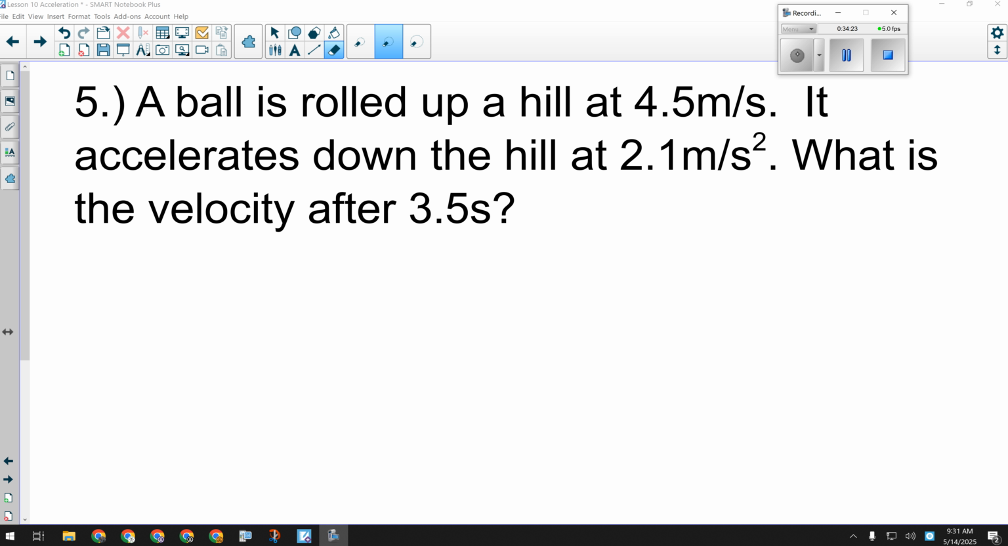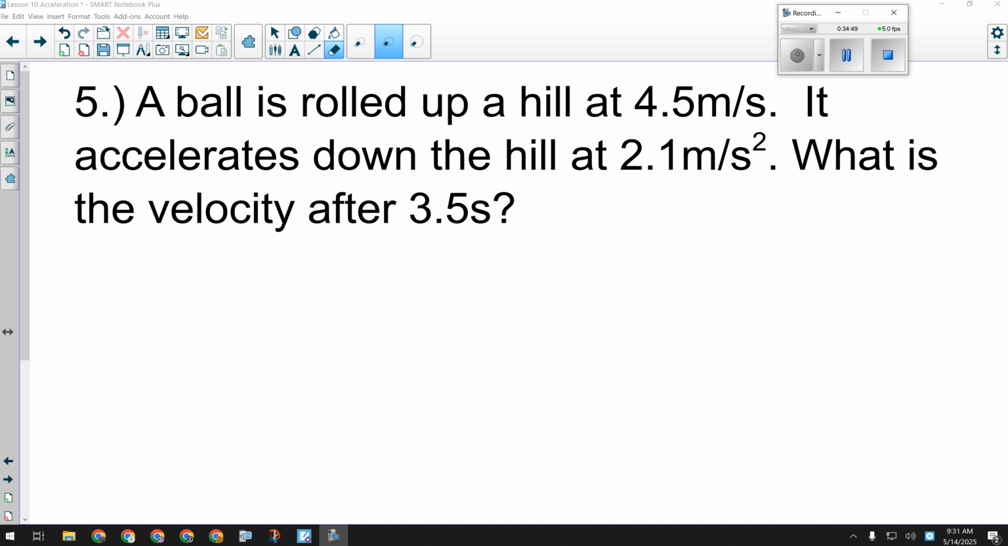All right, so what I do in a question like this is I can see that there are two different directions. It's telling me the ball was rolled up the hill, but it's accelerating down the hill, which is what happens when you roll something up a hill, right? It slows down. That's because its acceleration is actually down the hill. So down with the 2.1 being negative. Exactly. The 2.1 is negative. So here's what I do in a question like that.